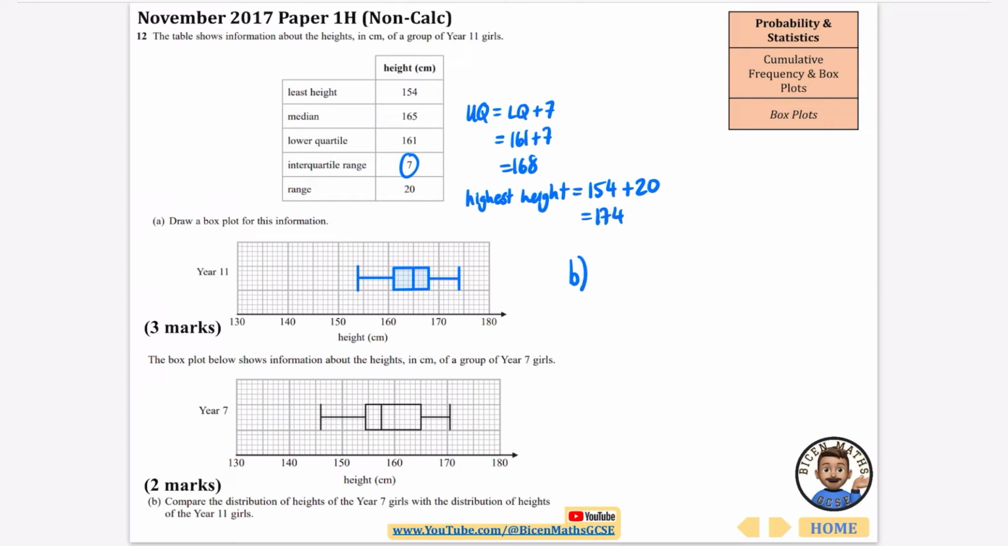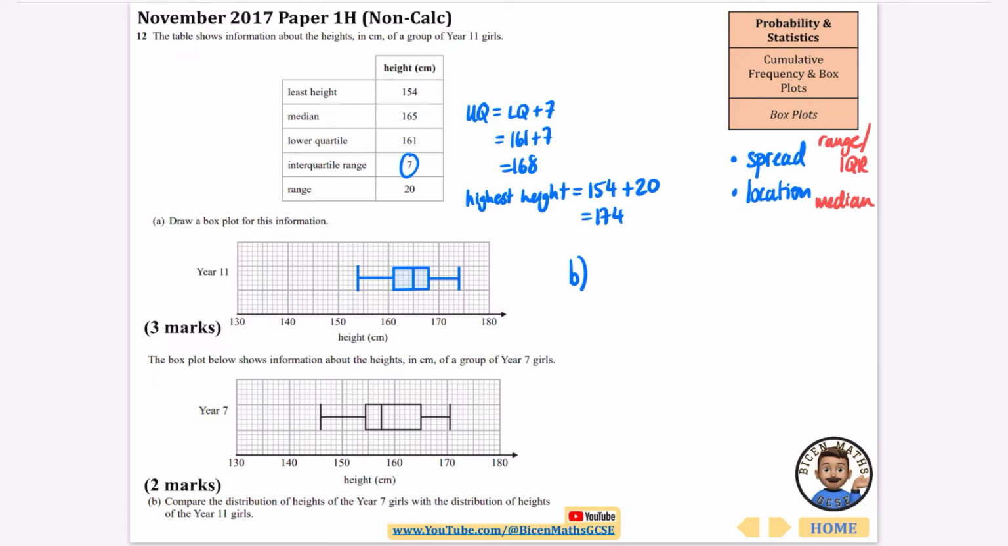Now, when you do a compare question, there are two things that you need to compare. You need to compare the spread, and you need to compare the location. What I mean by the spread is either the range or the interquartile range. And the location, if it's from a box plot, just means the median. It's just which one is higher.